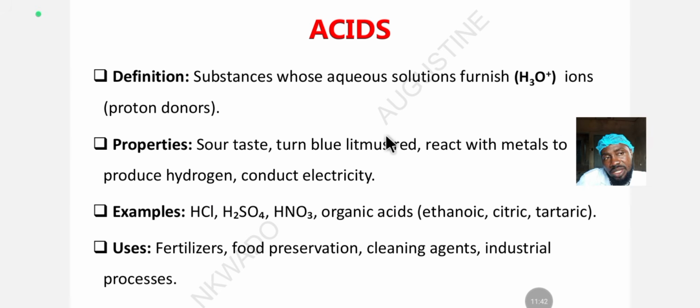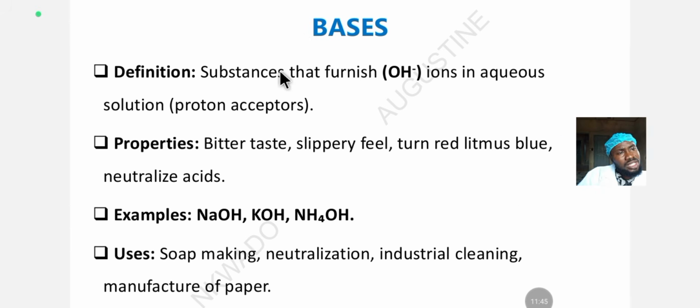Now let's look at bases. What is a base? A base is the opposite of an acid. It has the opposite properties of an acid. So if a substance is not acidic, it is more likely that that substance is what? Basic, as long as neutralization is concerned.